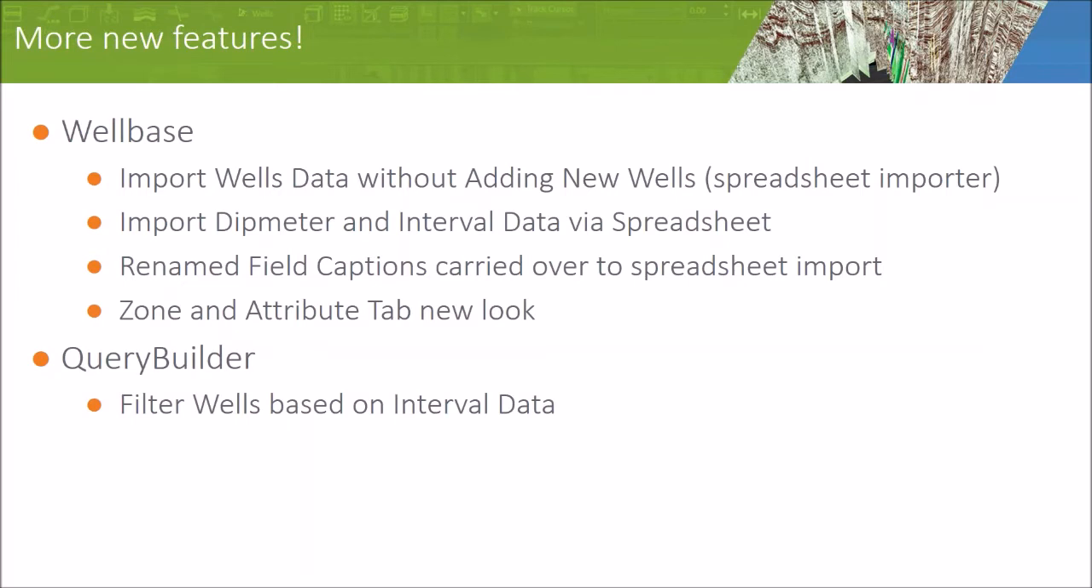DIT meter and interval data are now importable via spreadsheet. DIT meter previously was only importable via petrophysics or Prism, and interval data was picked through cross section or in petrophysics.